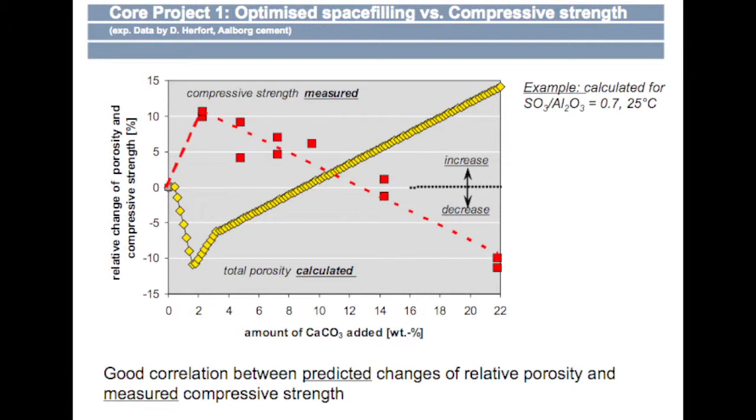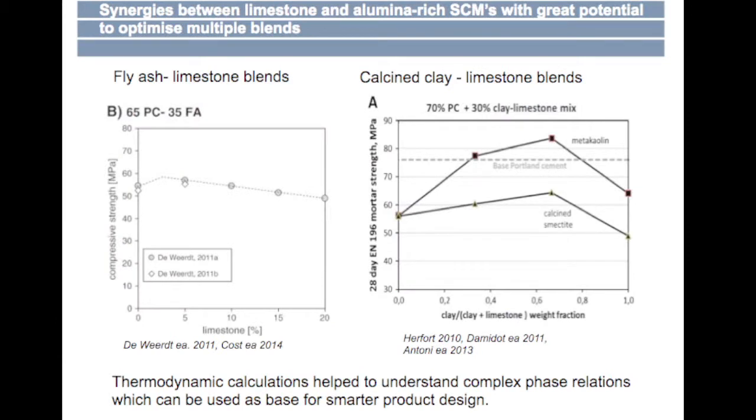And then we went a step further with Duncan. At that time, he provided me a lot of data from research they had done at Aalborg Cement, where they really looked into the performance of these limestone blended cements as a function of available alumina, sulfate, and added calcium carbonate. And I was doing some complementary calculations, and we can see really nicely that there is apparently a correlation from the total porosity, coming from the space filling, to the strength that you would measure in the lab.